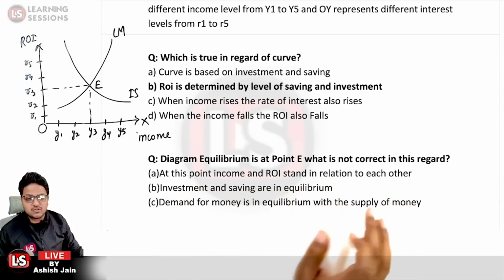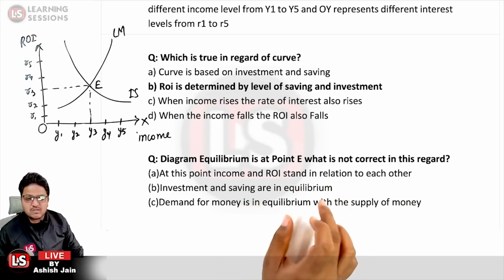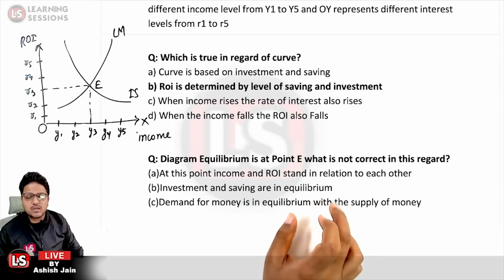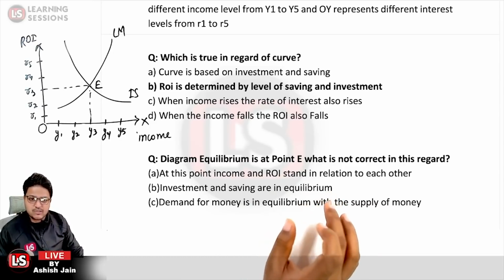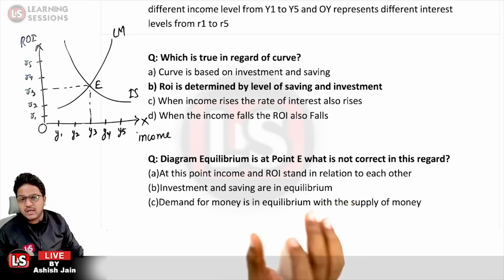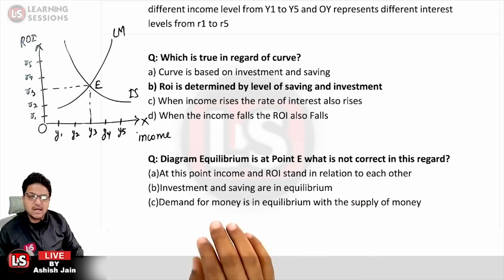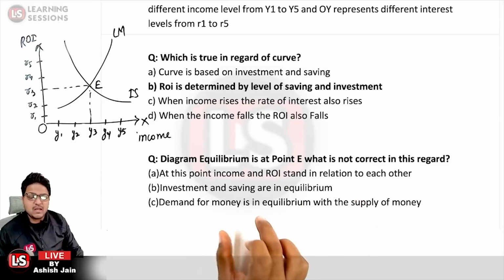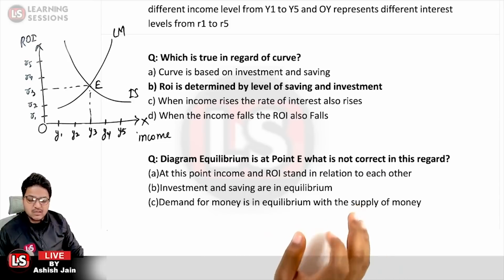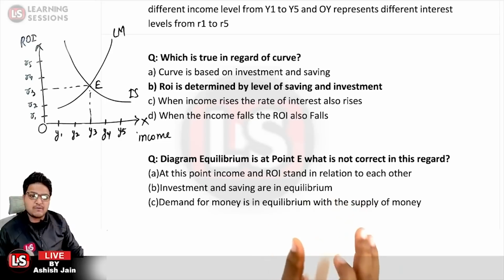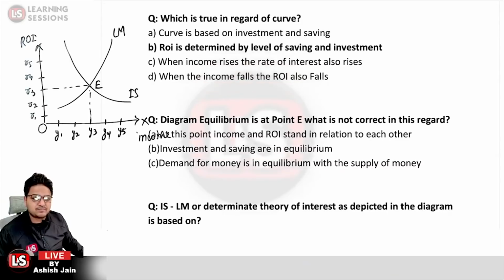At this point income and ROI stand in relation to each other. Is it correct? It's not so. Investment and saving are in equilibrium. Are investment and saving in equilibrium? No, it's not so, because it's not related to investment and saving only, because it basically takes the classical theory of interest from the investment saving to the ROI preview. Okay, not related to the IS investment and saving curve only. And the third one is that demand for money is in equilibrium with the supply of money. Yes, it is the correct one. As per the ISLM curve, there is equilibrium in the demand and the supply for money. So option C over here is the right answer.